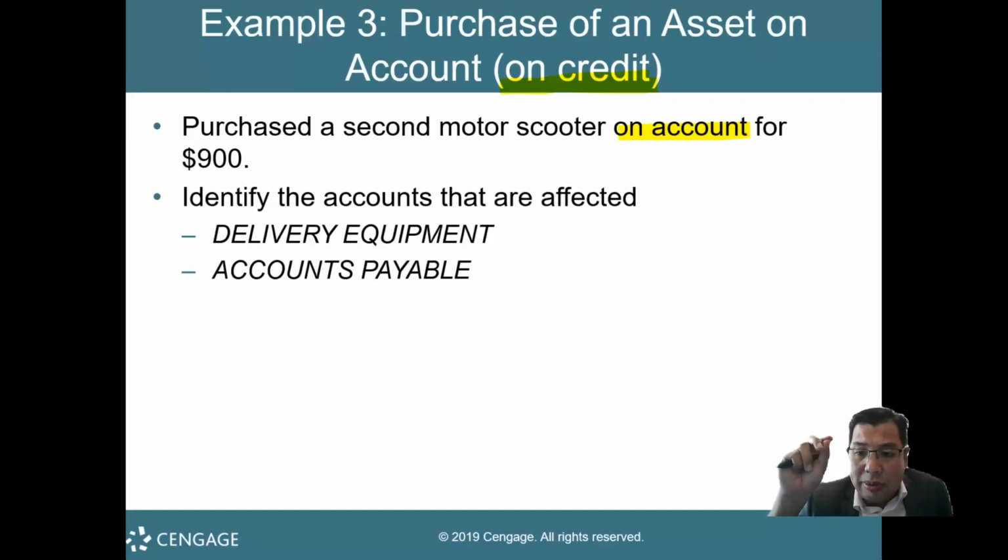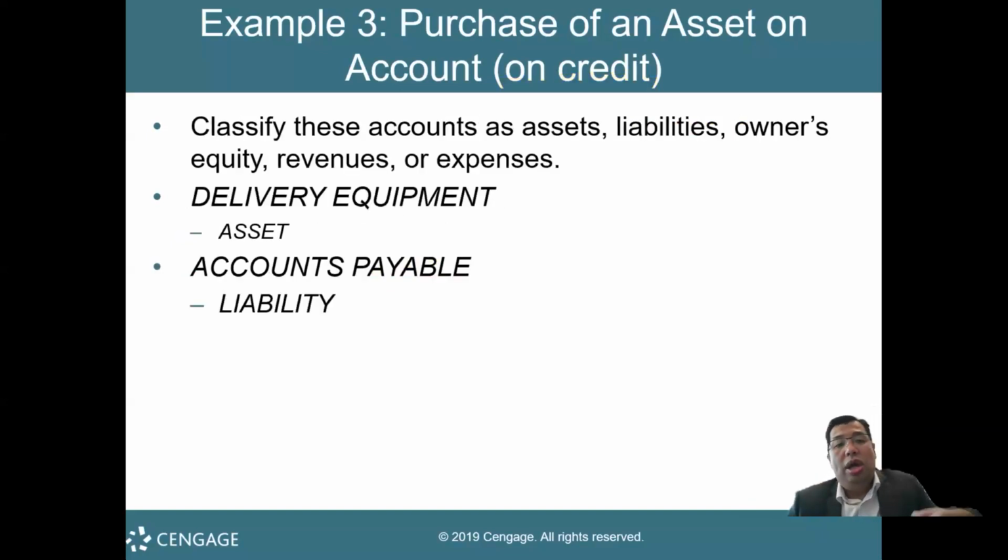And what happened to accounts payable? Before, we didn't have any liability. Now we need to pay our supplier, so we call it accounts payable. We are going to pay the money maybe in 30 days or in 14 days. So, there are two accounts involved.